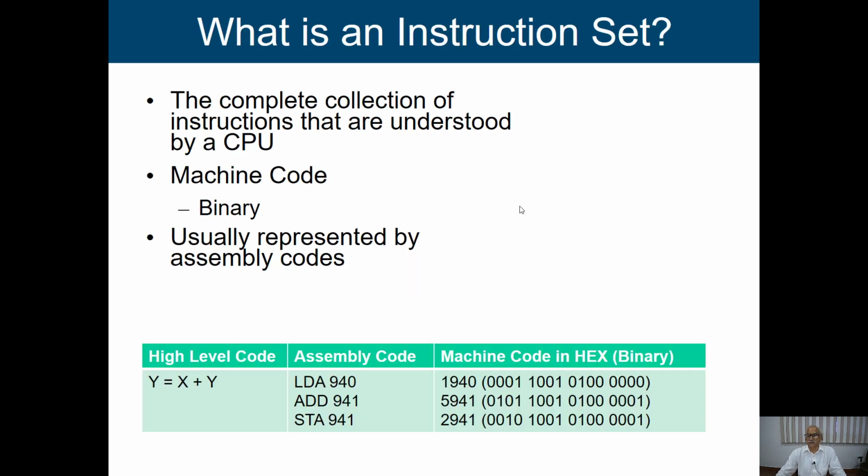So what is an instruction set? Basically, it is the complete collection of instructions understood by the CPU. Bringing together all the instructions, we say this is the instruction set, and every instruction is designed for a specific purpose. How are we going to identify it? By the machine code of the instruction.